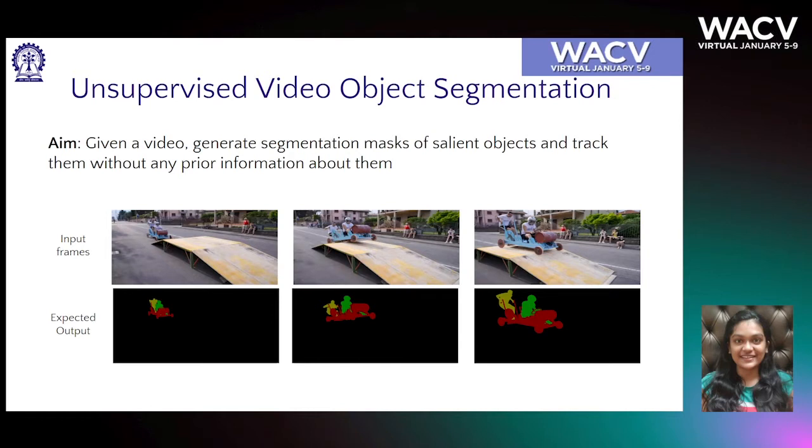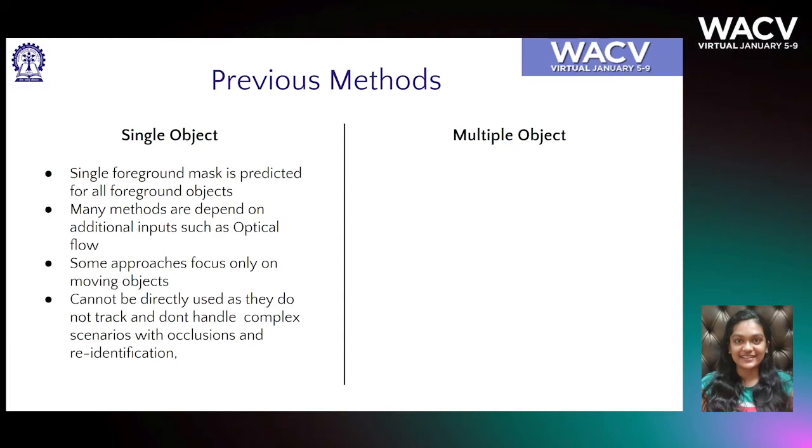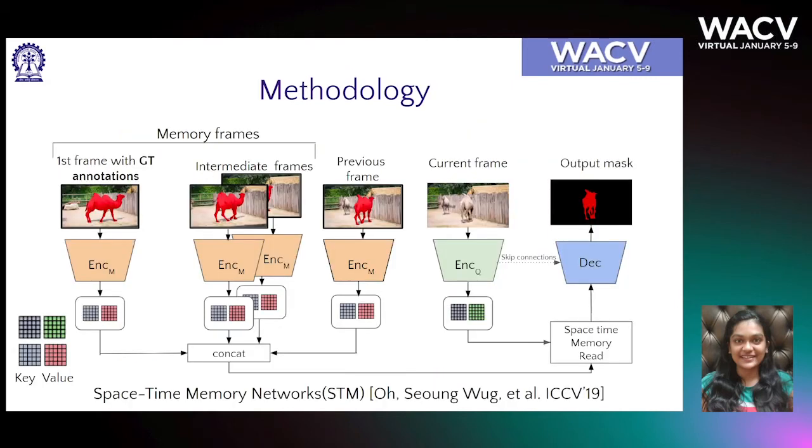The set of objects should contain at least the objects that are likely to capture human attention throughout the whole video. The previous work in this field deals with either single or multifocal object segmentation. In single object segmentation, only one mask is generated for all foreground objects. These approaches cannot directly be integrated in a multi-object scenario as they do not have to tackle the challenges in tracking. In multi-object scenario, either Mask Gaussian masks are used for segmentation and temporal information is not used, or they do not include ways to reduce the propagation error of Mask Gaussian masks. In this work, we've built upon a semi-supervised method called space-time memory networks.